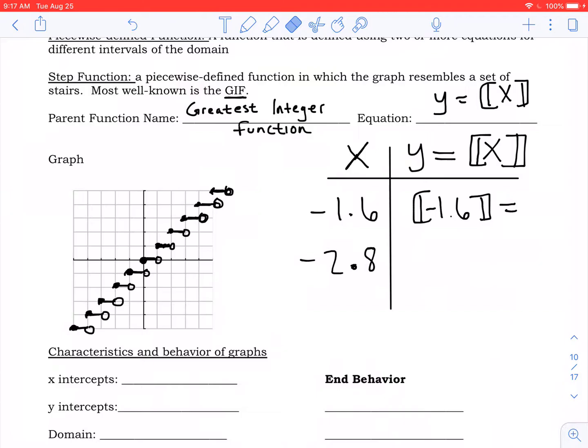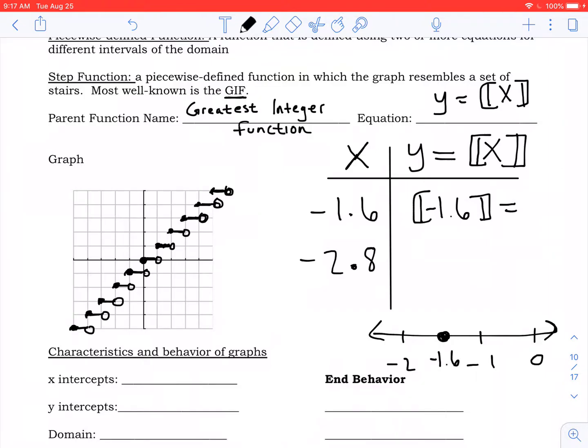If we think about this, it's probably easiest to think about it on a number line, because the term rounding down is a little bit confusing when you talk about negative numbers. So let's let this be 0, here's maybe negative 1, and here's negative 2. Then negative 1.6 is around here, right? This would be like negative 1.6.